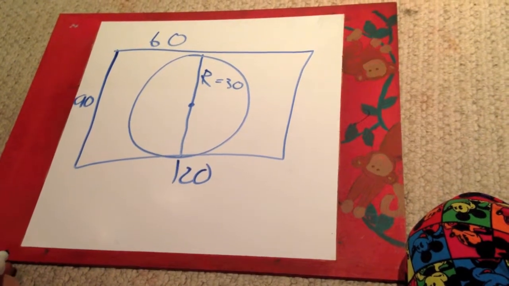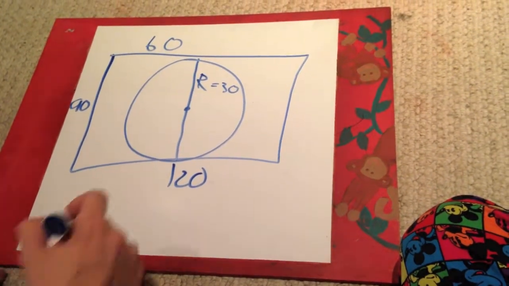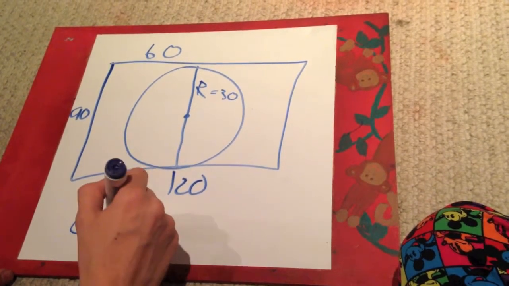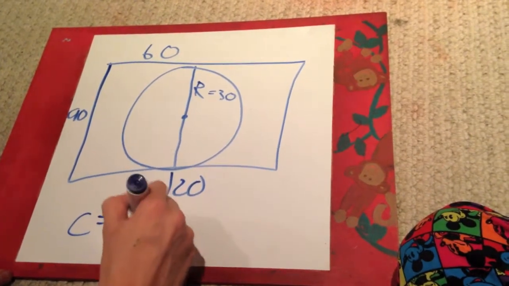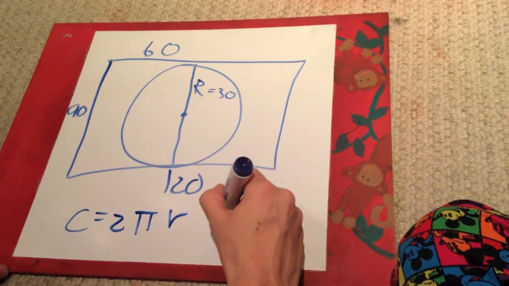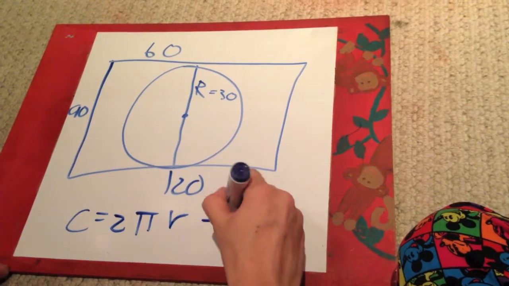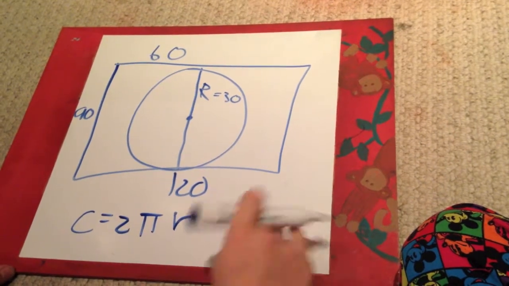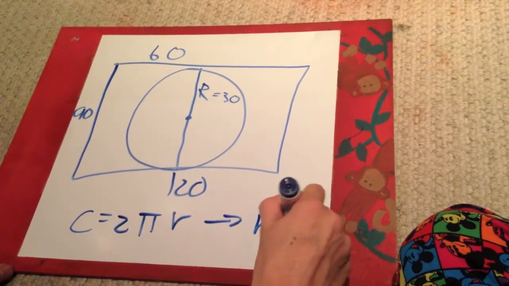The formula to find the circumference of the circle is 2 pi r. In this case, it would be 2 pi times 45, which will give us 90 pi, or in a numerical version, 282.74.